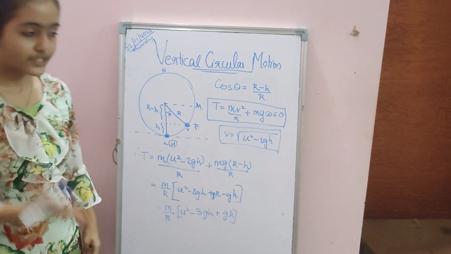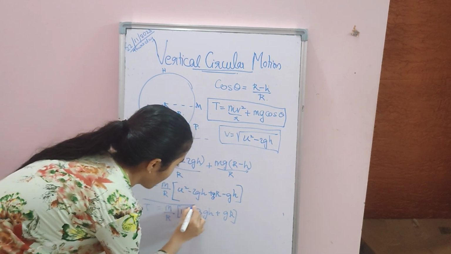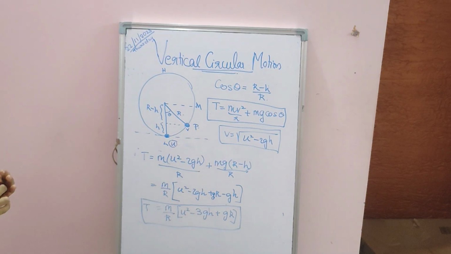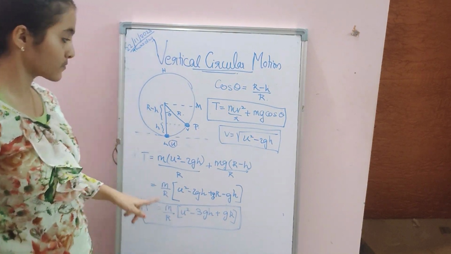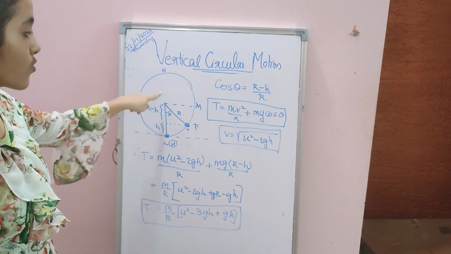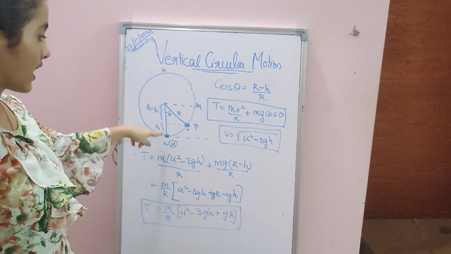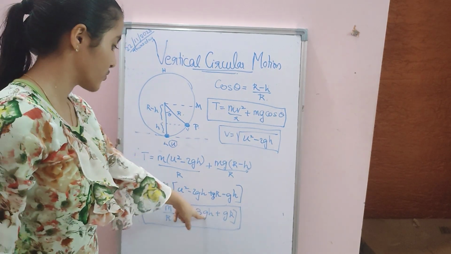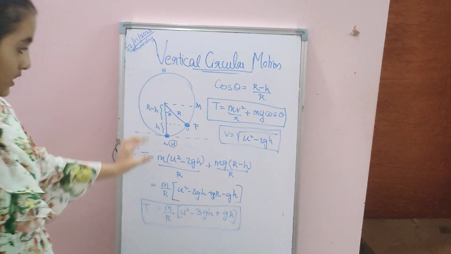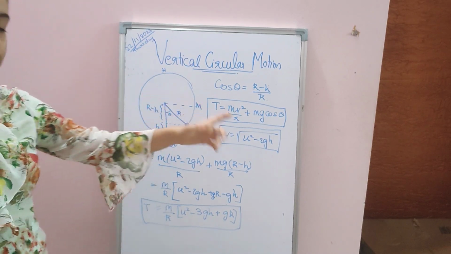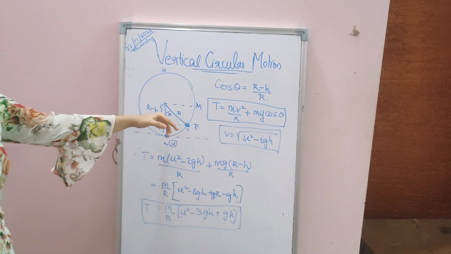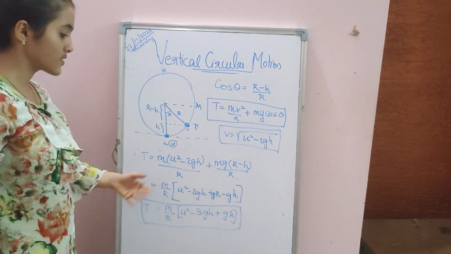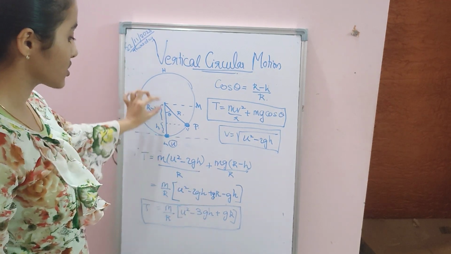Ta-da! We got the tension, and this is the tension of the string. That is m by r into u square minus 3gh plus gr. So this is the tension of the wire. Now we got the tension at any point, which will vary according to height. So here height is the one varying. Earlier we considered theta as a varying quantity, but that was not very good. So now we are considering height, h, as the varying quantity.